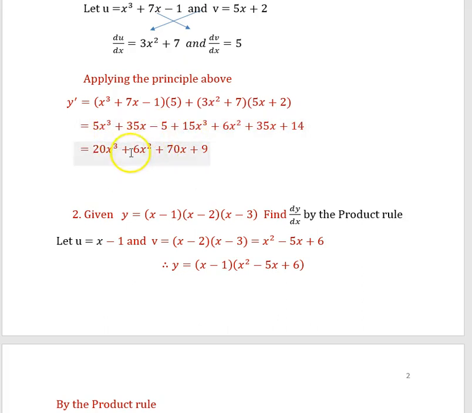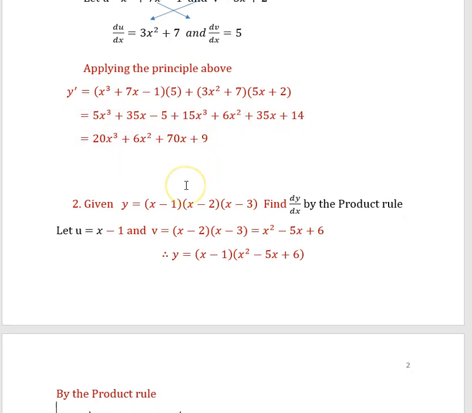5x to the 4th plus 15x cubed, 5x cubed plus 15x cubed gives you 20x cubed. The power 2 there is 6x squared only, has no family. And then the power 1 of x is 35x plus 35x gives you 70x. And minus 15 plus 14 gives you 9. That's the answer. Let's look at another example.